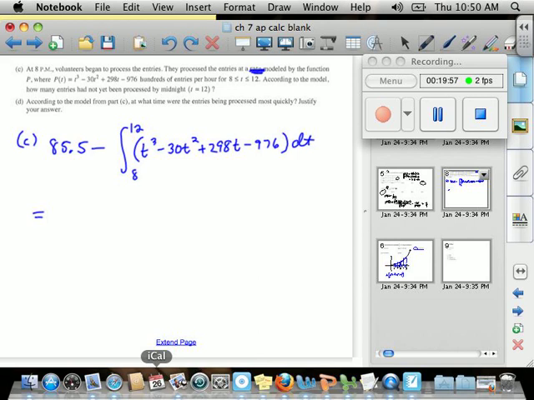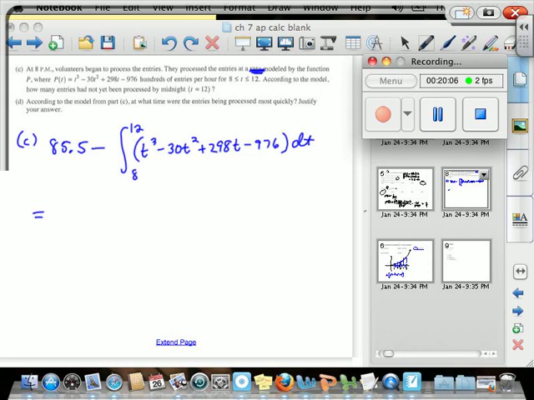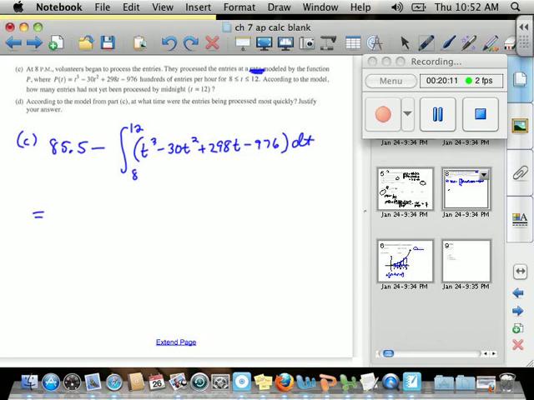So let's integrate. Do your math. 60 exactly? Okay, so you have 85.5 minus 16. So you get 69.5. Now this is in hundreds of entries. There's like half numbers in there.